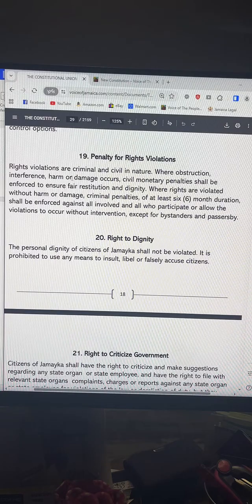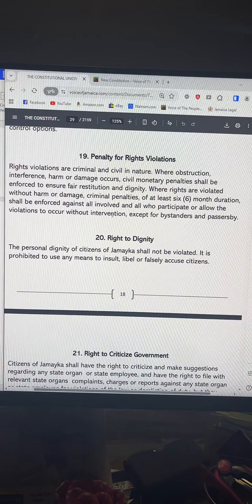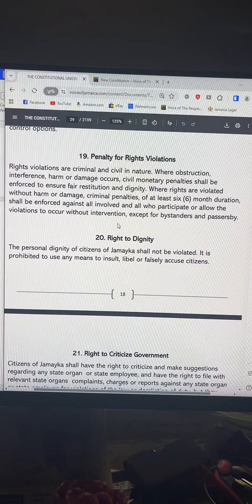So again, what you're looking at here is less than 1% of the entire document, right? So this is just listing the right. You have a right to something, but you also have to qualify for the right. It is not automatic, right?